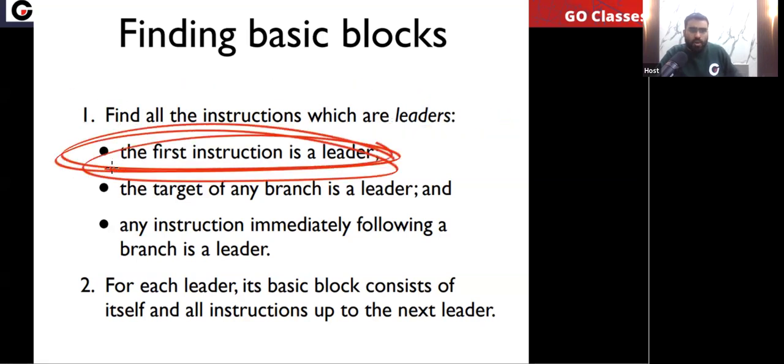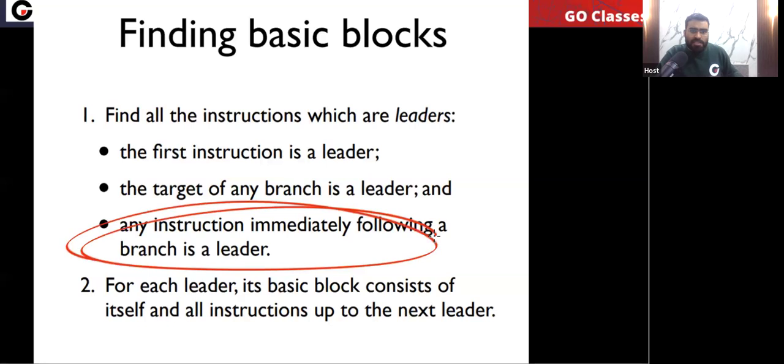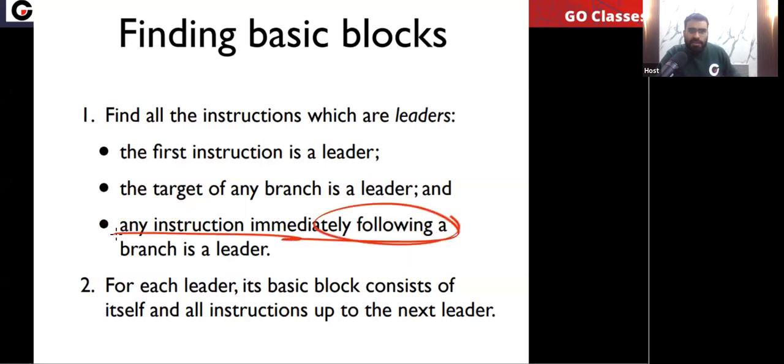The first instruction of the program is a leader. The target of any branch instruction is a leader. And the next instruction of a branch instruction is a leader. The instruction immediately following the branch instruction is a leader. So these are the three rules.